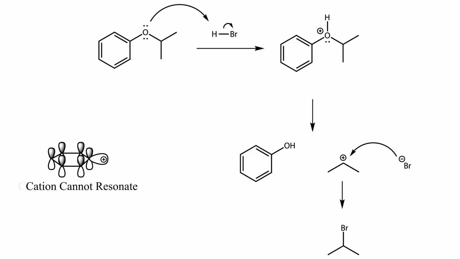So we're going to see it happen like this, which is going to give me the aromatic alcohol and a cation on a secondary carbon.